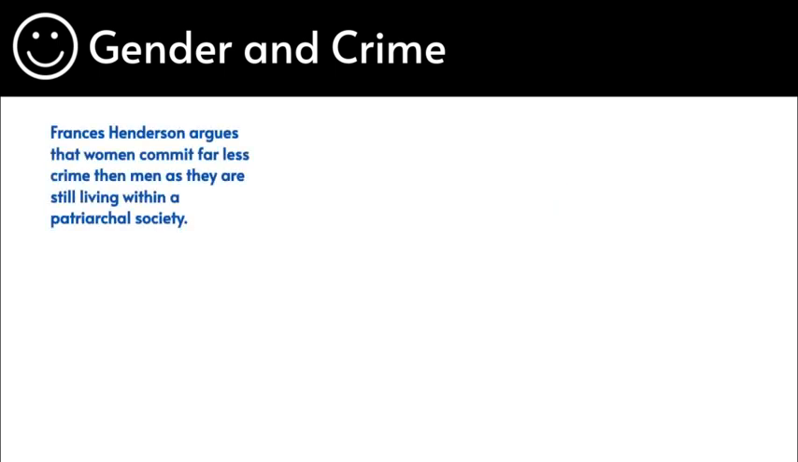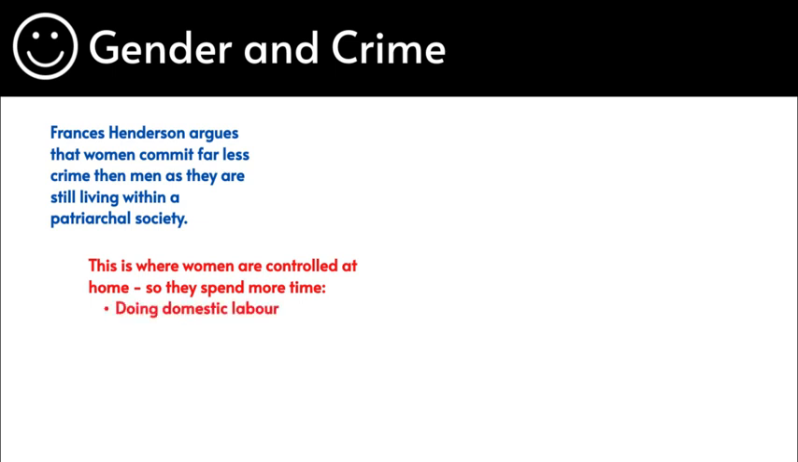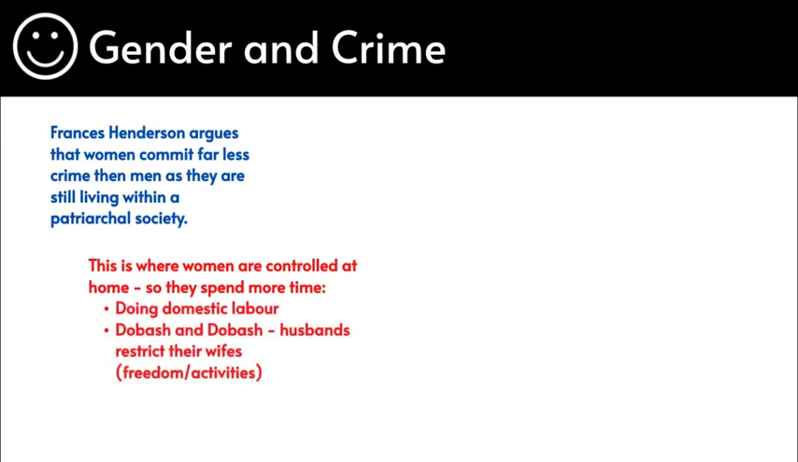Frances Heidensohn argues that women commit far less crime than men as they live in a patriarchal society. So women today are committing far less crime as opposed to men. This is because we are living in a patriarchal society, which is true. This is where women are controlled at home, so they spend more time doing domestic labor at home. Dobash and Dobash argue that husbands restrict wives in terms of the freedom and the activities which they can do, hence why perhaps they have to take part in the gender deal as we looked at in the previous slide.